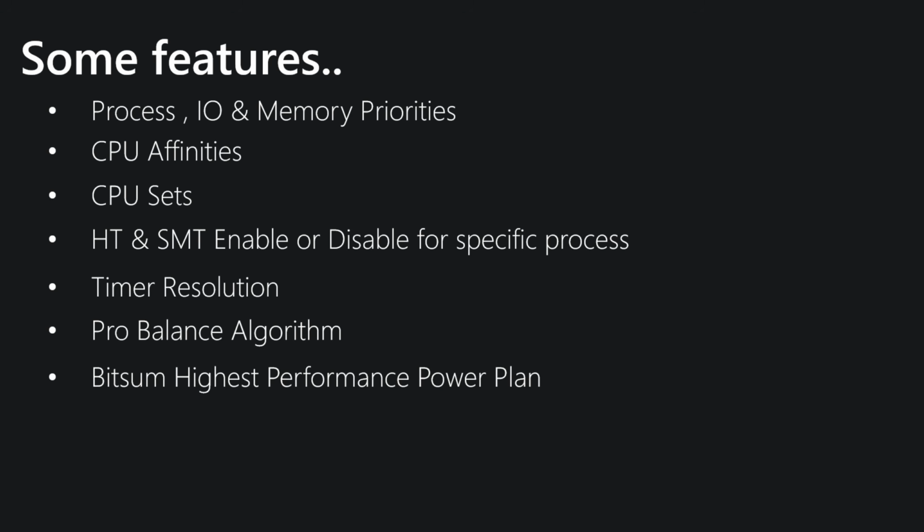Now about some features, we have the process I/O and memory priorities, we have the CPU affinities, we have the CPU sets, we can disable hyperthreading or SMT for specific processes, we can use time resolution, we can use the Pro Balance algorithm. By default Pro Balance is enabled, but we can configure it or disable it. And we have the Bitsum Highest Performance power plan. Obviously we have more options that we will see later, but here we have a sample of the options from Process Lasso.